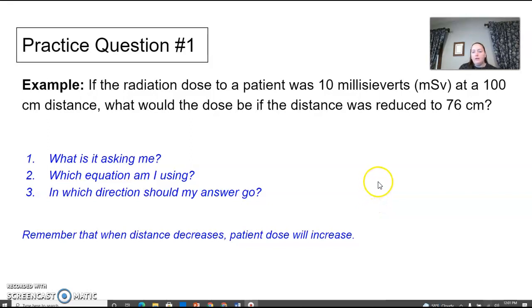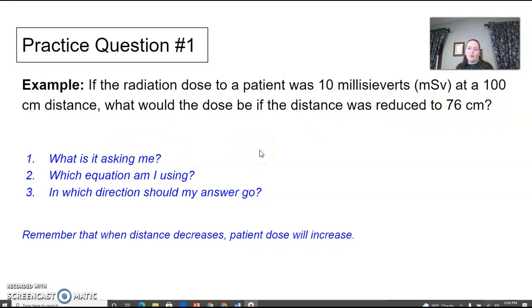All right, continuing on with the inverse square law, so just some practice questions for you here. The first one is asking if the radiation dose to a patient was 10 millisieverts at 100 centimeters distance, what would be the dose if the distance was reduced to 76 centimeters?